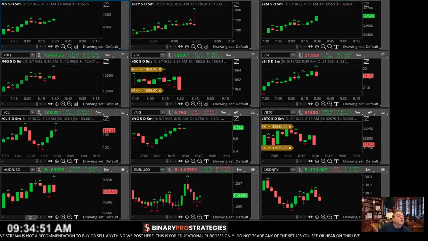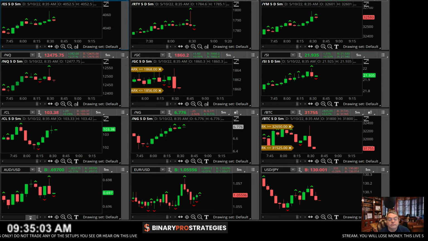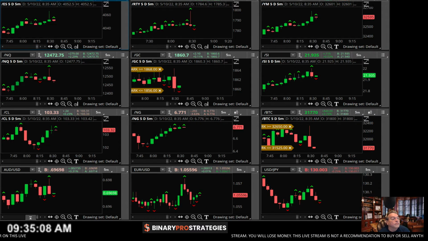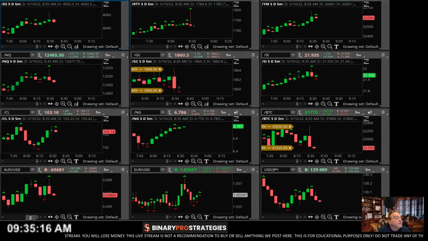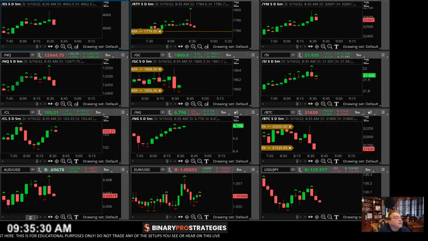Okay, getting a short on RTY. RTY, once again, is your mini Russell. Entry on that RTY was 1784. Target's going to be 1779. If we don't hit target, it's going to reverse and go long at 1794.